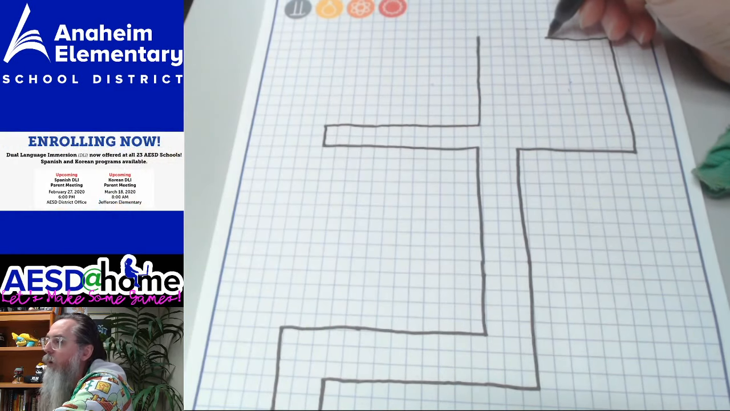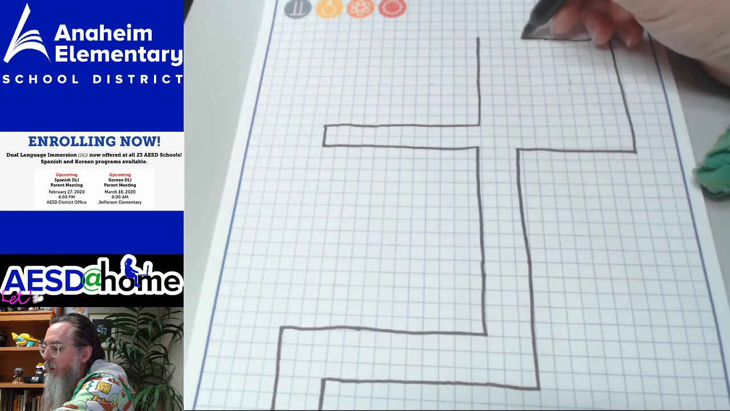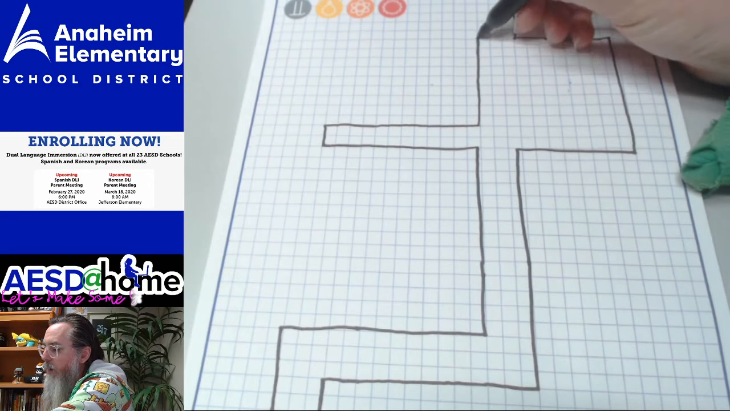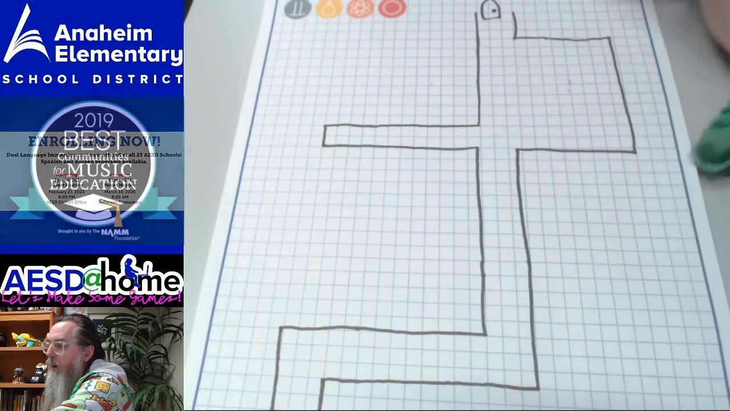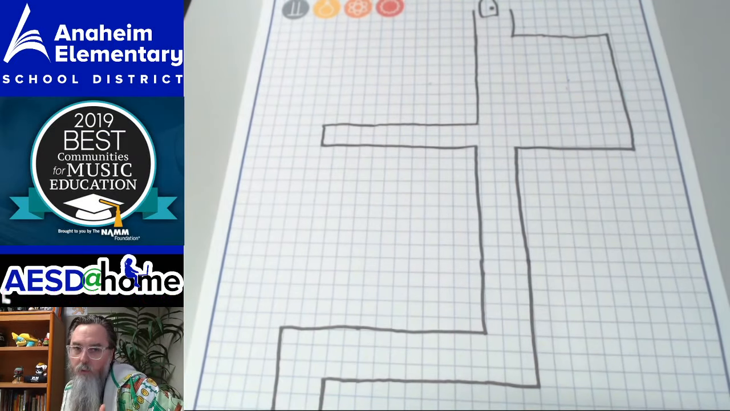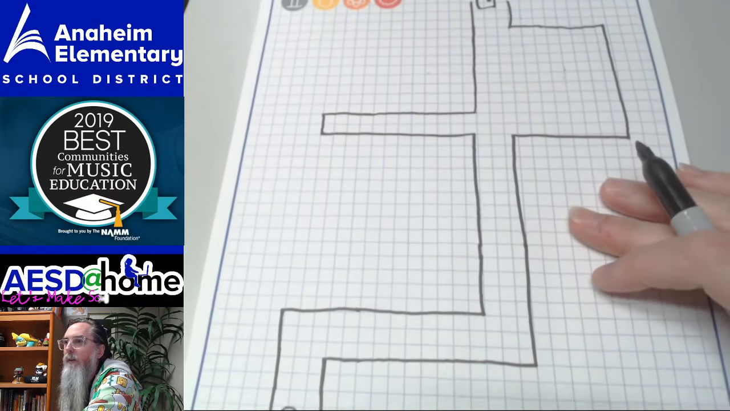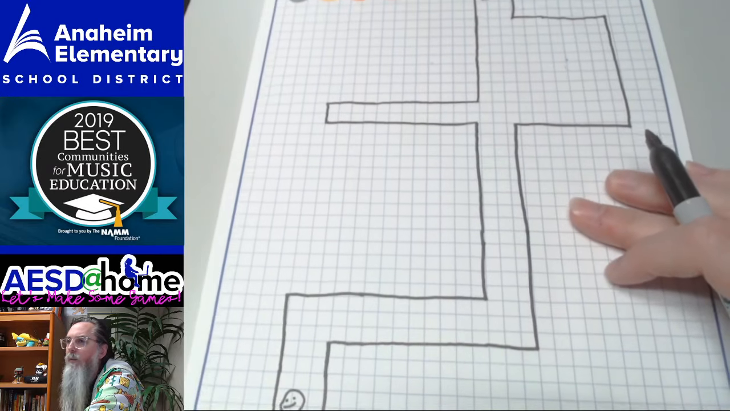And then we're going to come over like this and we're going to go up and up, and then I'll have like a door here. It may not be a door, might be something else. So basically that's it. That's the layout.